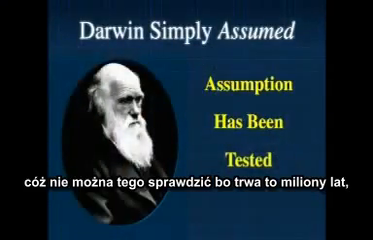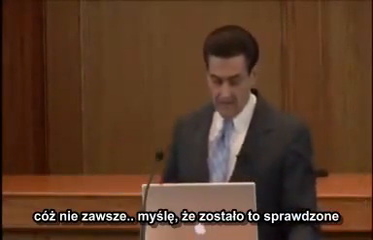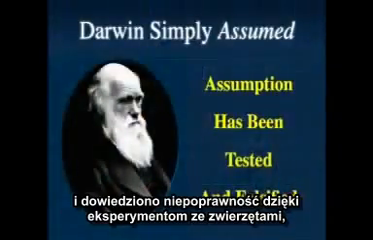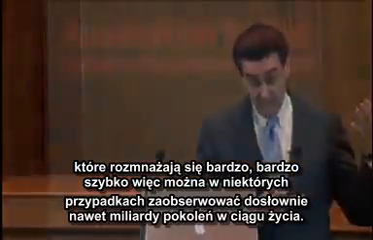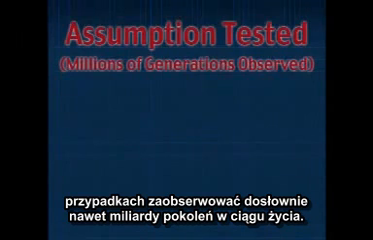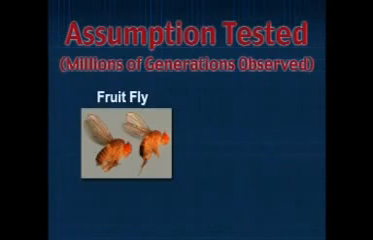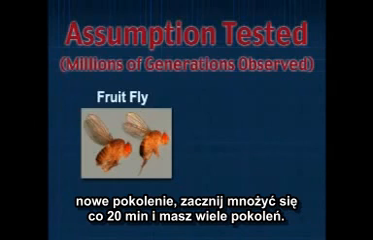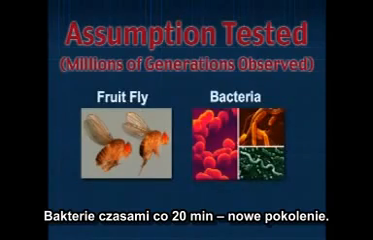Well, no, you can't test it because it takes millions of years. Well, not always. I think it has been tested and falsified by experiments with organisms that reproduce very rapidly, so that you can observe literally, in some cases, billions of generations in a lifetime. The fruit fly can reproduce every 20 minutes, a new generation. You start multiplying every 20 minutes, you get a lot of generations. Bacteria, sometimes every 20 minutes, a new generation.